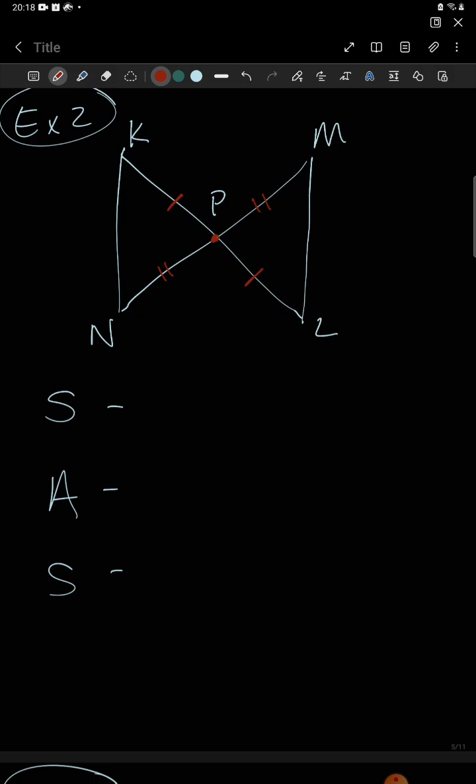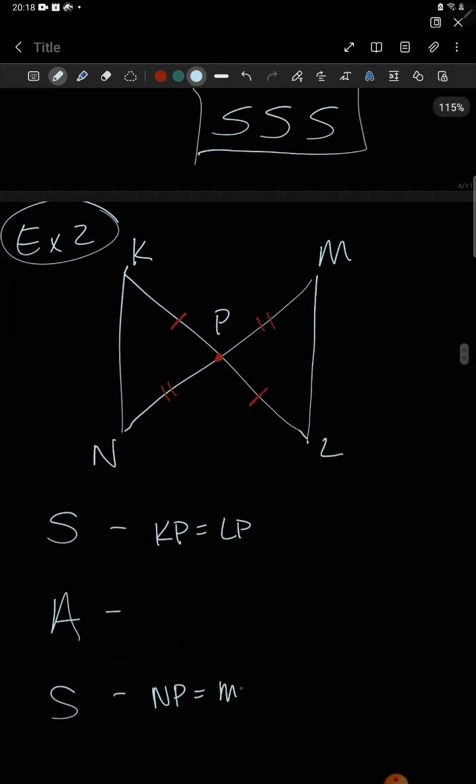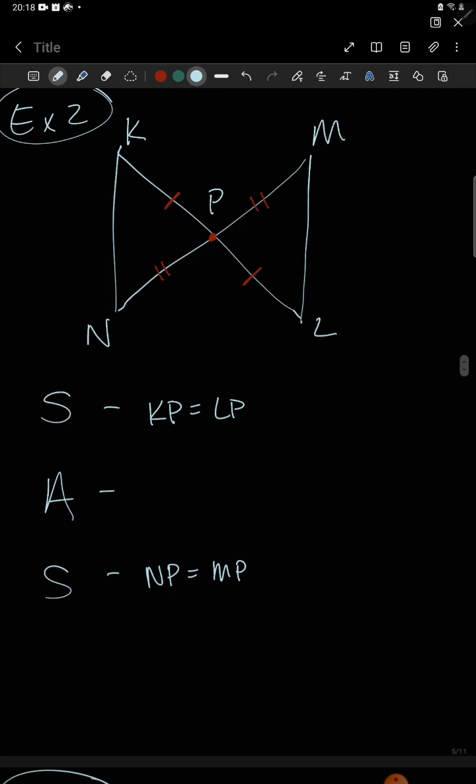Okay, so let's go ahead and fill that in real quick. I'm going to change to blue. They said segment KP is congruent to segment LP. I'm going to use the variables to make it easy. NP equal to MP. The tablet's going crazy on me. Okay, so already we have side and side. Now, I wish I was there with you because I would ask to see a show of hands. Who knows how to get the angle out of this guy?